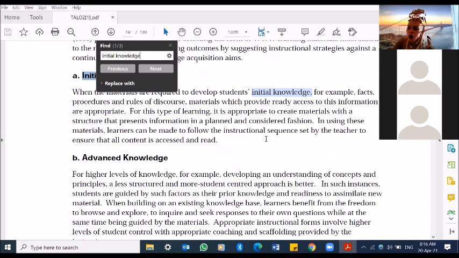Then we have advanced knowledge. Yes, Lauren, what is advanced knowledge? In your own way, what does the word advanced tell you?